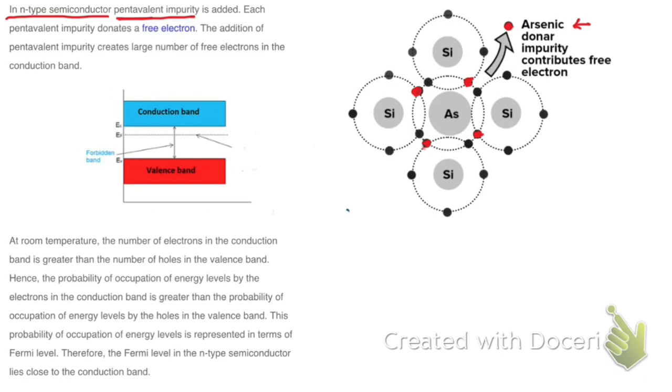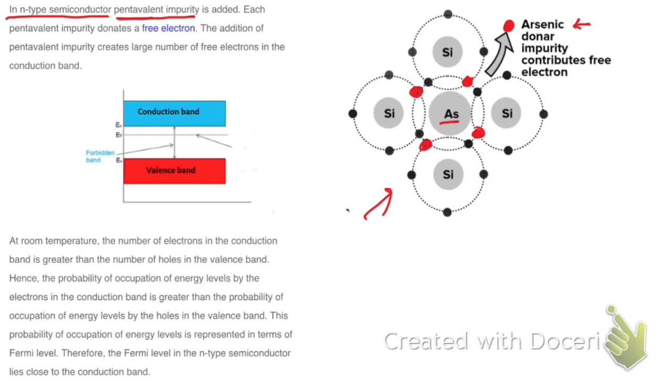Here, like arsenic. As you can see in the figure, this is an arsenic atom, and the red electrons are the electrons of the arsenic atom, which are shared with the 4 silicon atoms. As 4 electrons are shared with 4 silicon atoms, 1 electron is left, which is now free. That's why adding a certain amount of arsenic to silicon provides millions of free electrons in the semiconductor.